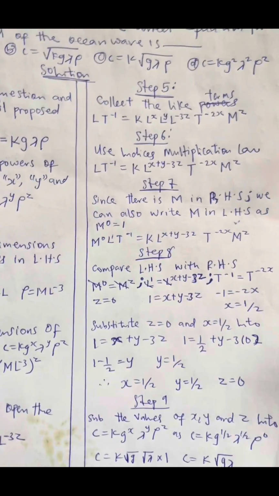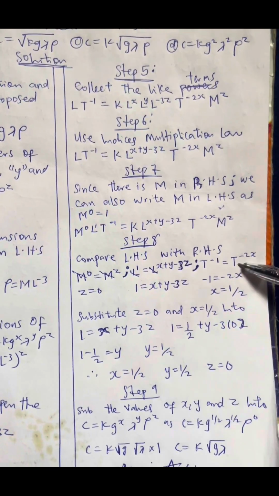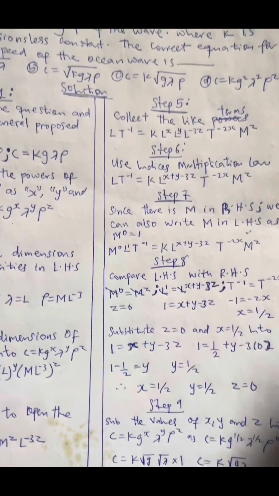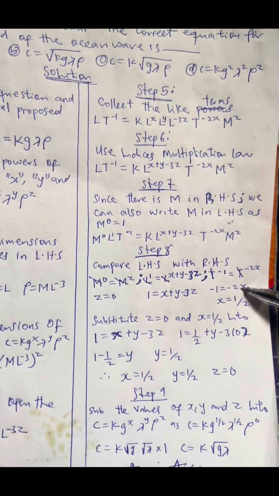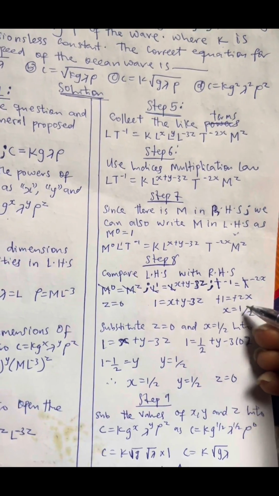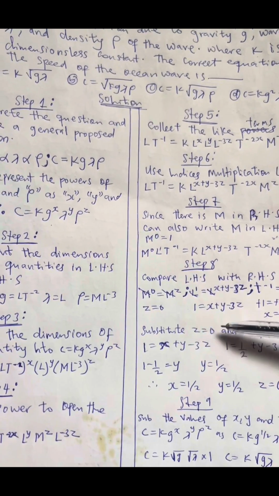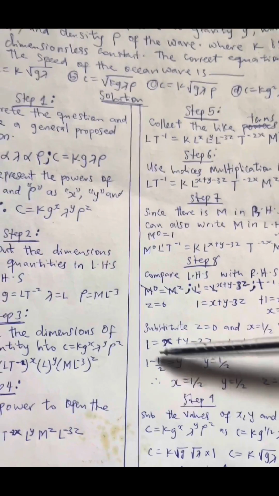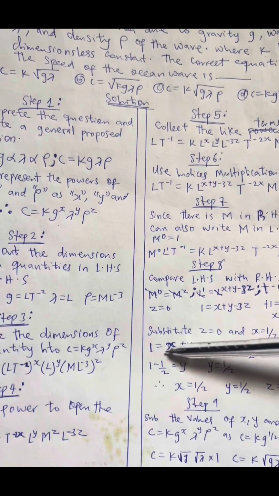Also, T raised to power minus 1 at the left hand side can equal T raised to power minus 2x in the right hand side. We can also say T cancels T, then minus 1 will equal minus 2x. Minus can cancel minus, then divide both sides by 2, then our x is equal to 1 over 2. We can then substitute z equals 0, x equals 1 over 2 into this expression. Then it returns to 1 equals x plus y minus 3z.